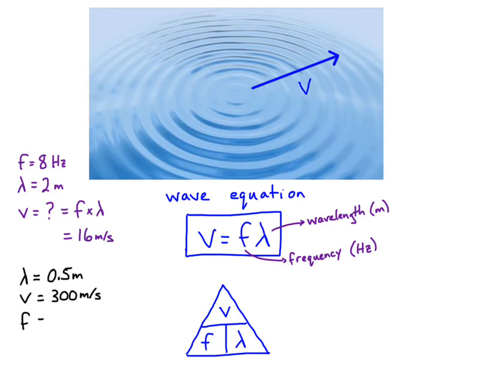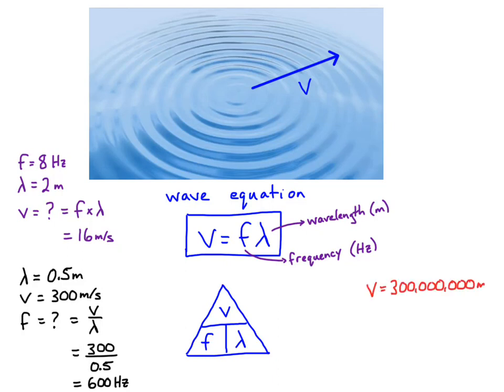You could be given the wavelength and the speed and ask for the frequency. So come on over here, cover up the frequency. Now I know what to do. Speed divided by wavelength. That's 300 divided by 0.5. Punch that into your calculator, and you get 600 hertz. Don't forget the units for frequency are hertz. If you ever forget that, I may have to hertz you.